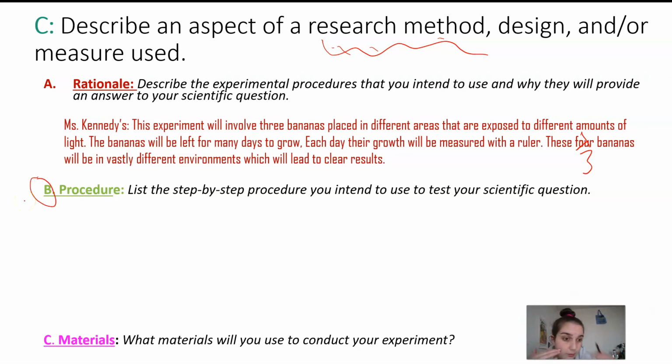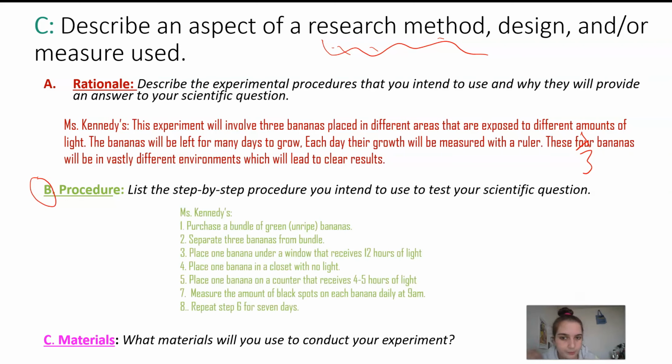They'll have you look at the procedure of an experiment, or maybe even have you list out the procedure. I don't know though. But it's very simple. You just list out the steps of what you're doing. So for me, purchase a bundle of green or unripe bananas, separate 3 bananas from the bundle, place 1 banana under a window, 1 banana in a closet, 1 banana on a counter that receives medium light, measure the amounts of black spots on each banana at 9 a.m., and then repeat this step for 7 days, okay?